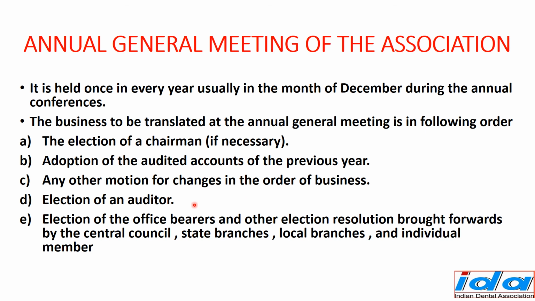So basically, the election of your office bearers, the election of the auditor and the election of the chairman are done in this annual general meeting, which is held only one time every year. Over here you also consider if you want to adopt any new things or any new accounts, comparing with the previous year. All these things are done in this annual general meeting of the association.